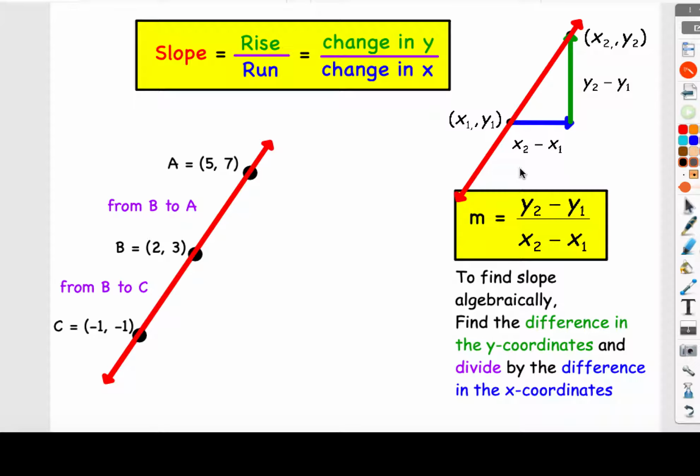So rather than counting out the coordinates, which would hopefully save us some time not having to graph all the time, we could just figure out what's the run and what's the rise between these points. So if we want to go from B to A, if I want to go from point B to point A, one thing you want to realize is typically we want to take the second coordinate minus the first one.